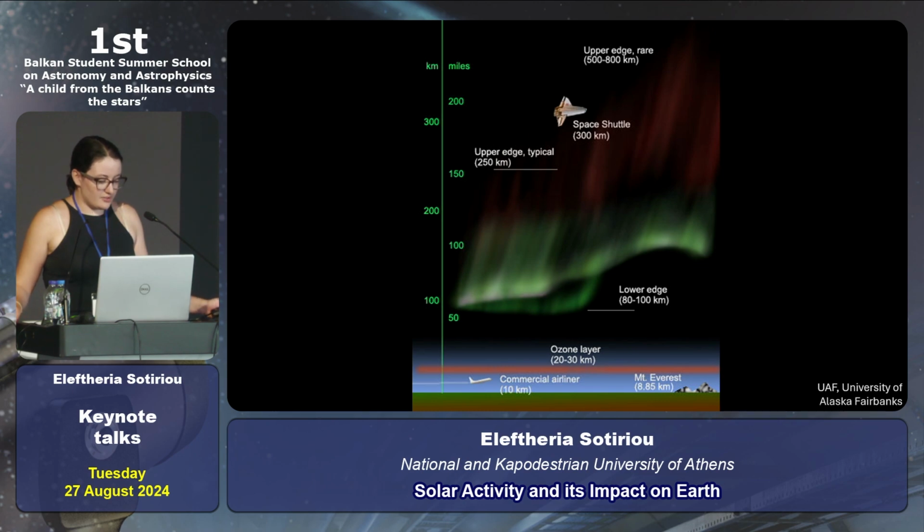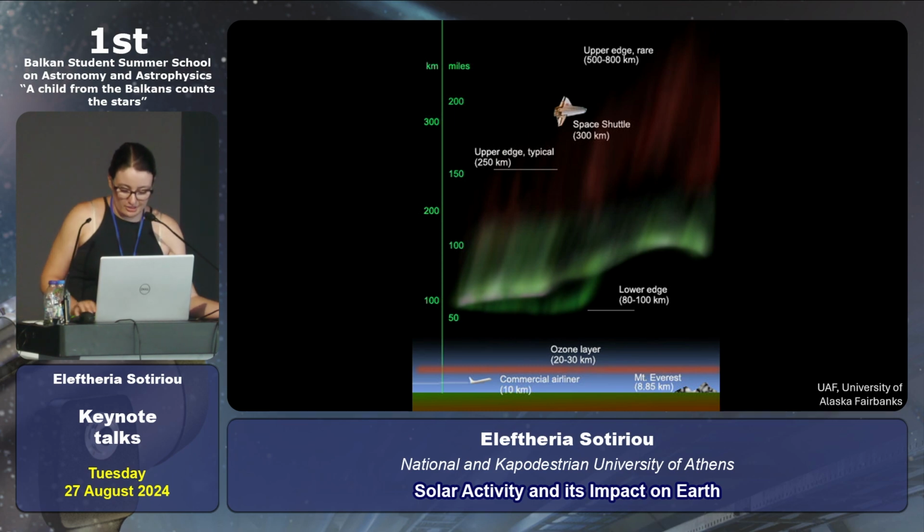The lower edge of the aurora is usually about 80 to 100 kilometers, and the upper edge is usually at 250 kilometers, but in some more rare phenomena it could reach 500 to 800 kilometers. You can also see here, in order to compare the height, Mount Everest and an airplane.